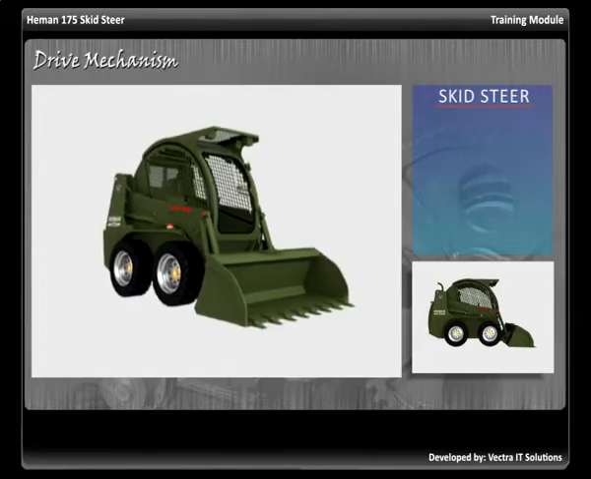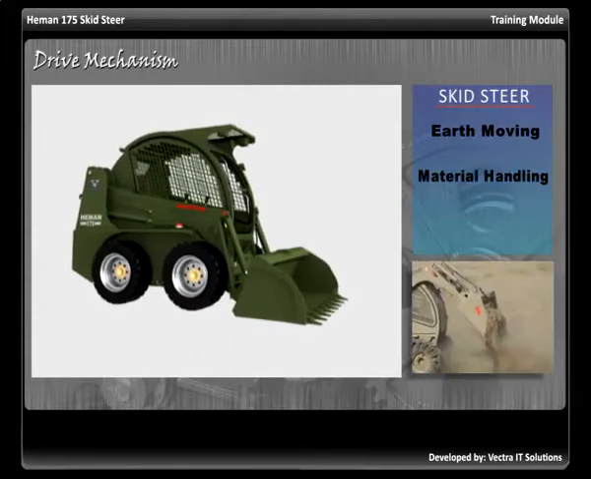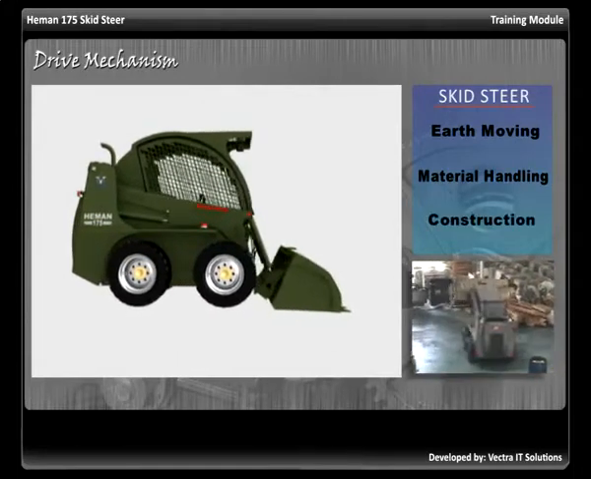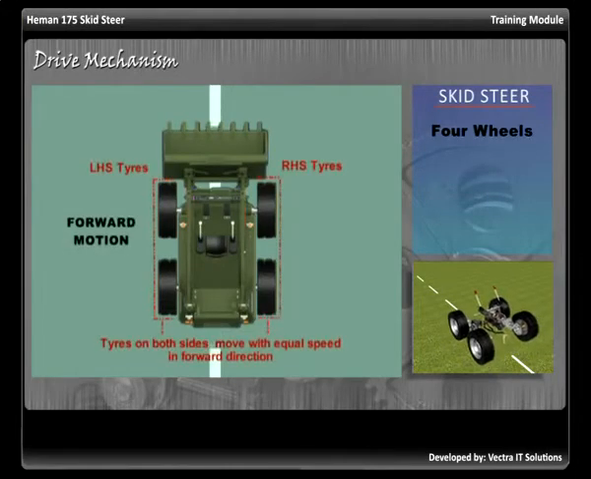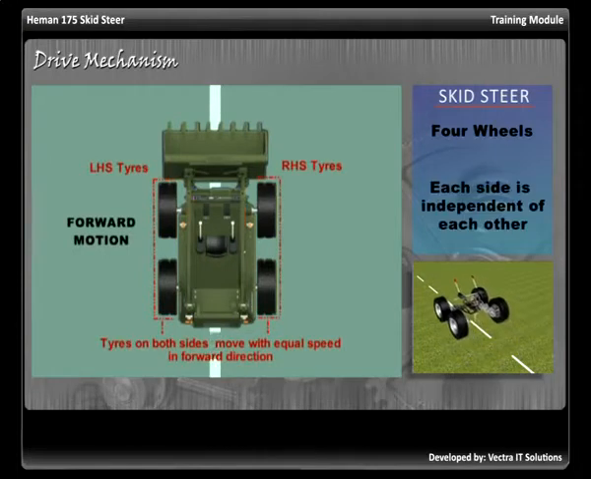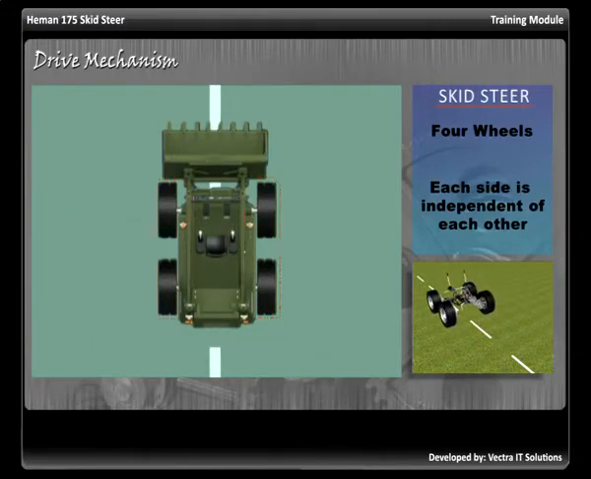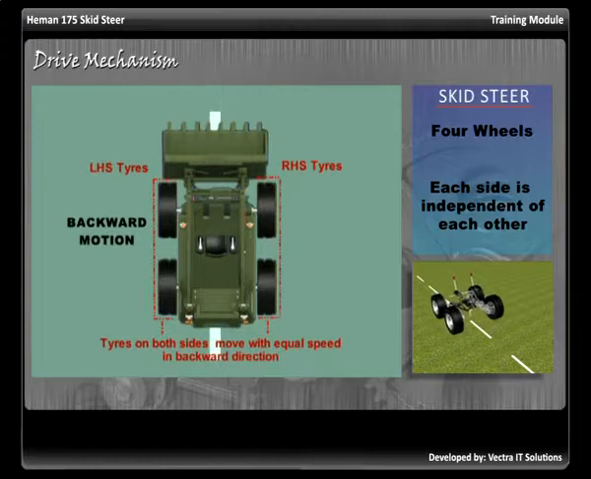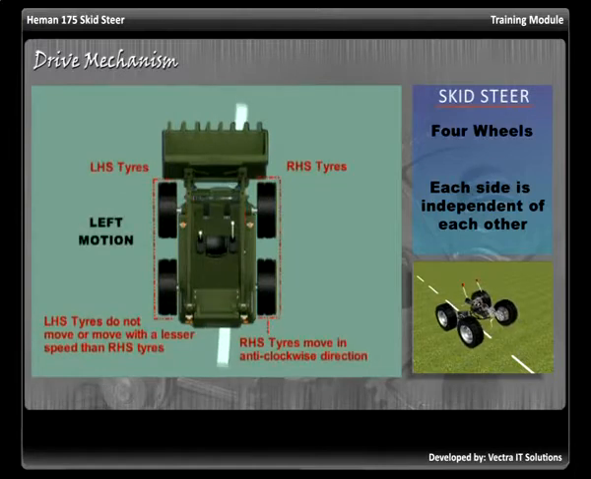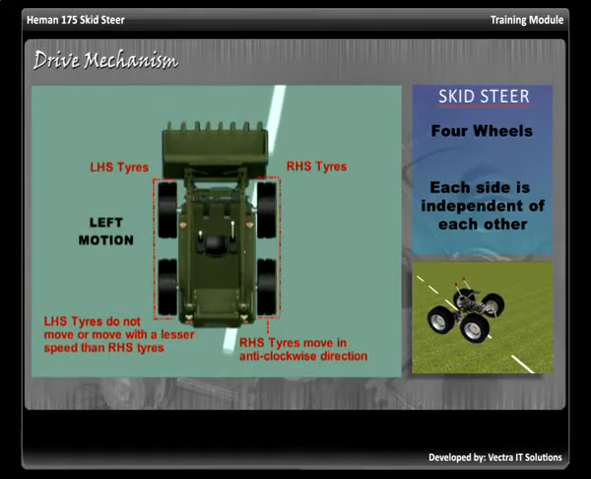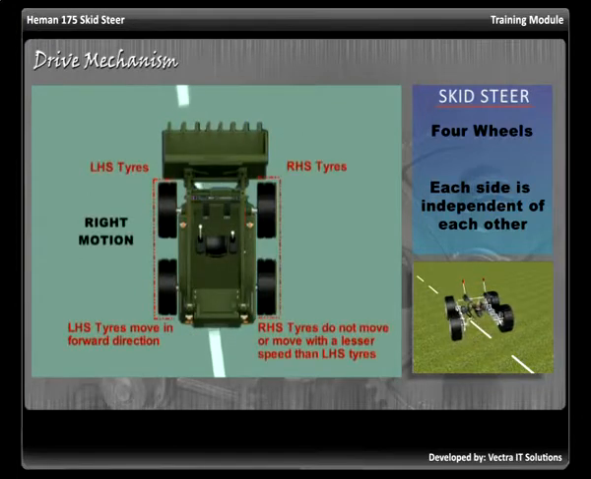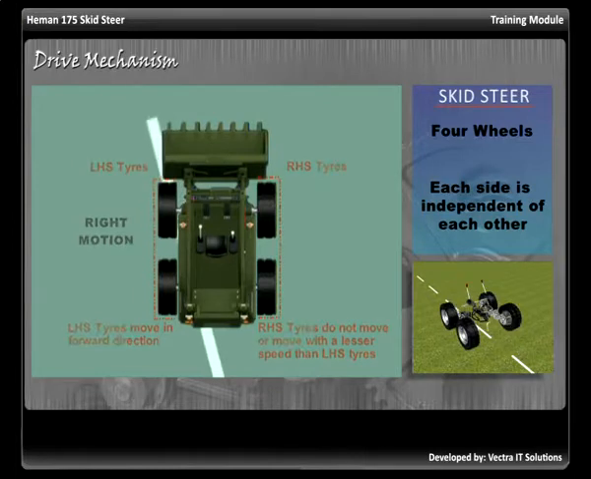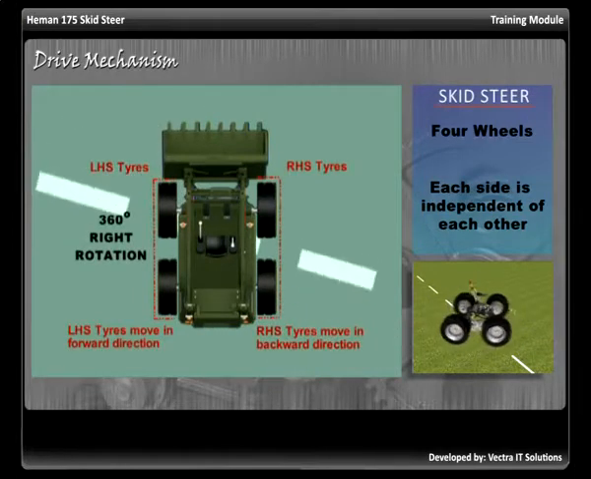Skid steer is a compact machine, meant for earth moving, material handling, construction, and other related tasks. Skid steer has 4 wheels, which move it forward, backward, left, right, and also allows it to rotate on its own axis.